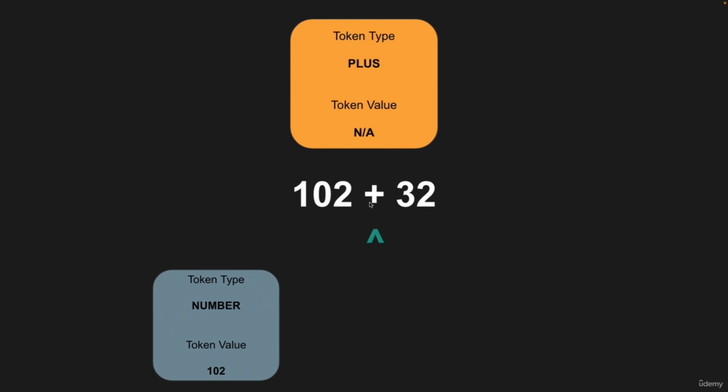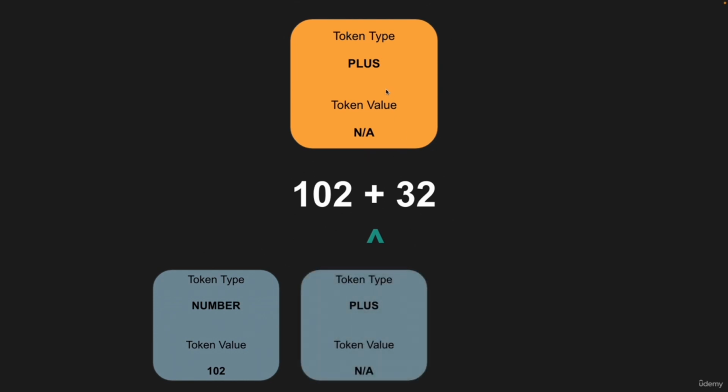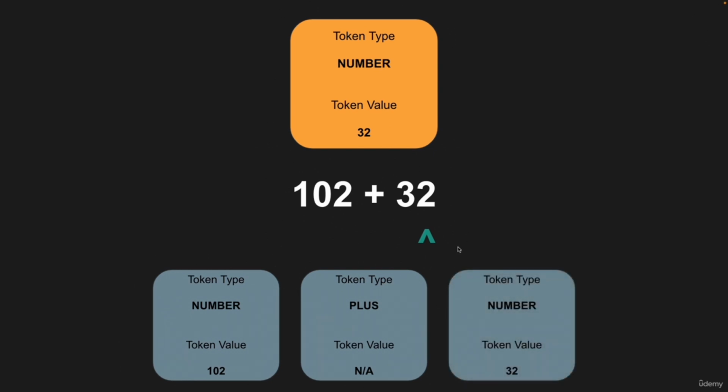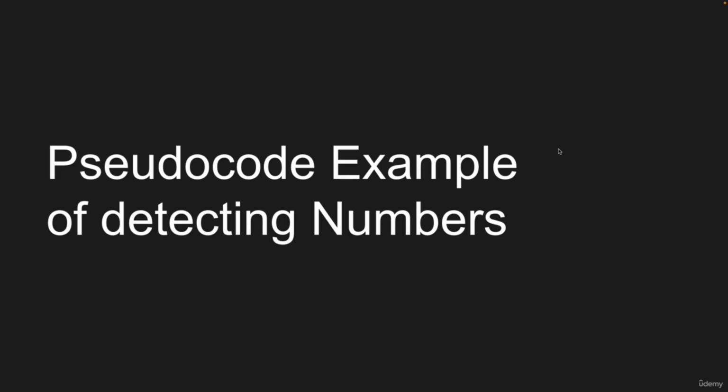Now we scan this character, it's a plus. And then we can automatically assume it's a plus. Token type plus, token value is none, because we already know enough information and don't need further data. Scan through, now we have 3, 2, scan through each character, and now we have the token value 32, and then we have the tokens that the tokenizer has created.